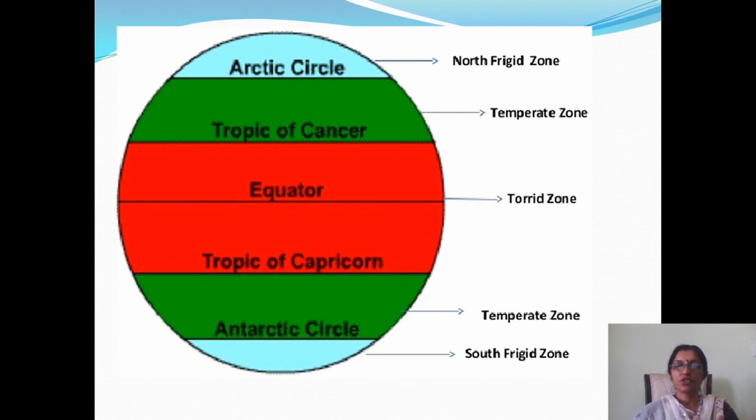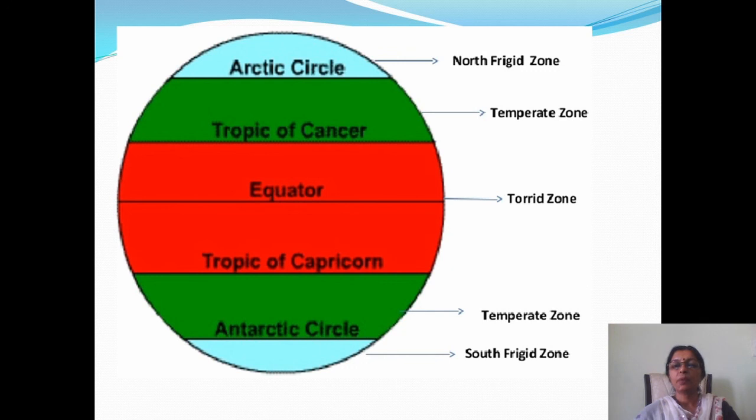This diagram shows important latitudes. Let's come to know what latitudes are. Latitudes are imaginary lines that run east to west, but they show angular distance from north to south. Equator is 0 degree, then Tropic of Cancer 23.5 degree north, Arctic Circle 66.5 degree north. Tropic of Capricorn lies in the southern hemisphere, 23.5 degree south, and Antarctic Circle 66.5 degree south.